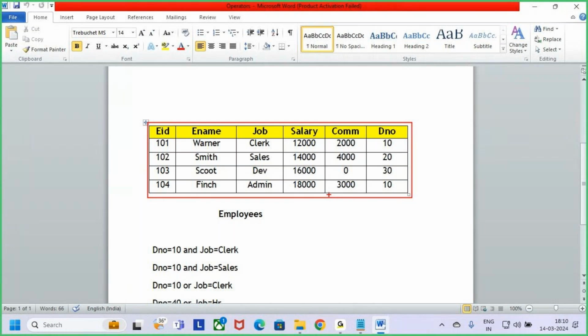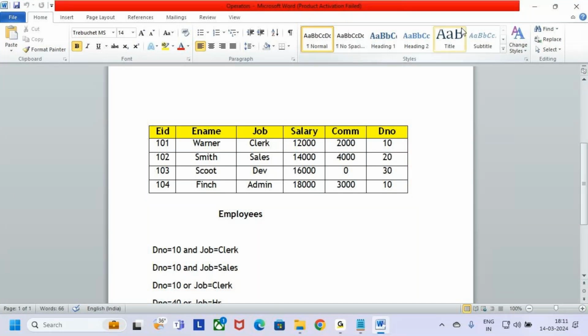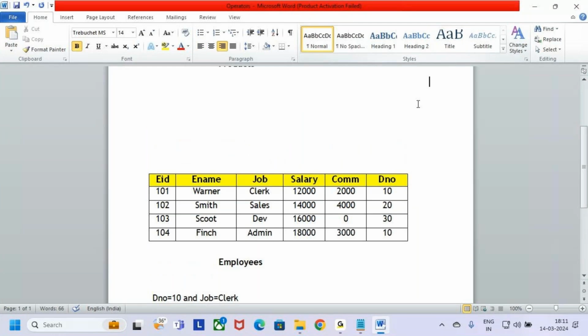Now what's my requirement here is, I want to add the values under the salary column with the commission column, guys. So when I add the salary column with the commission column, I'm going to find out the total salary. Now my requirement here is, I want to find out the total salary.